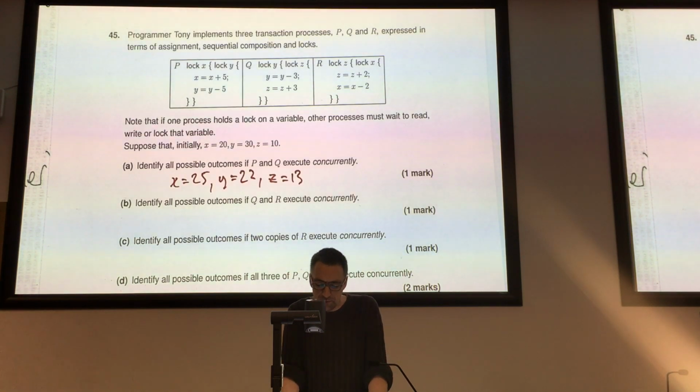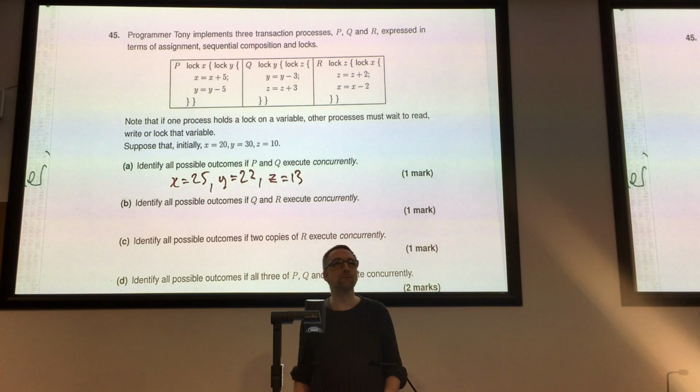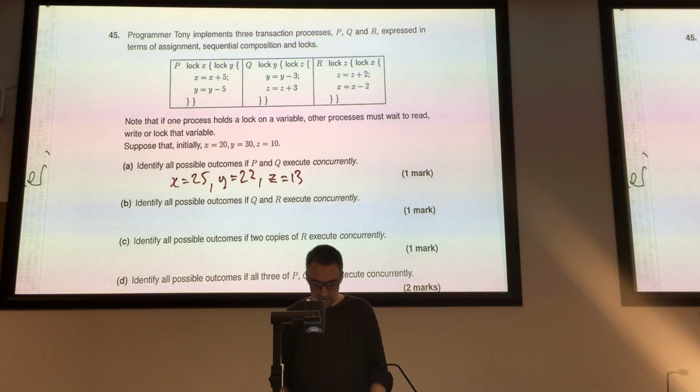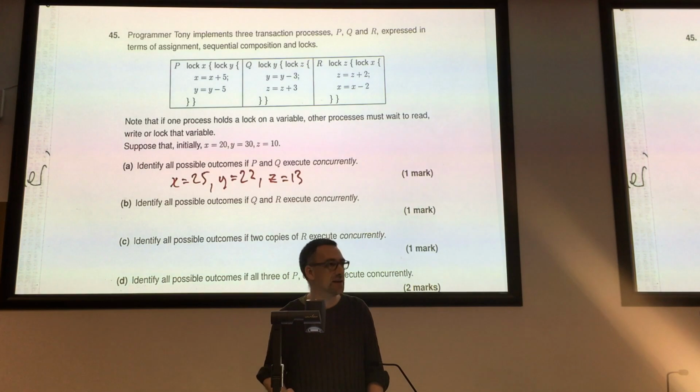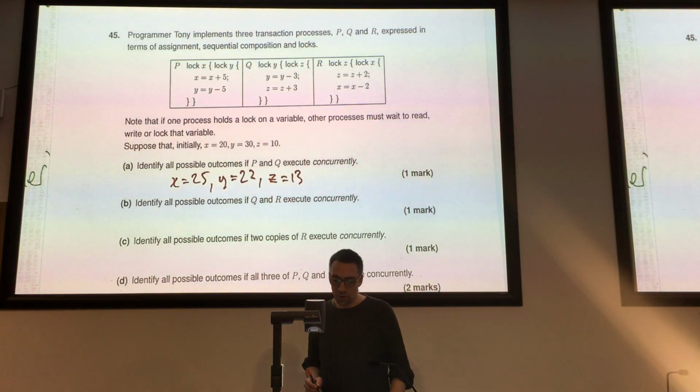Okay, what happens if Q and R execute concurrently? Again, starting from the same point of X is 20, Y is 30, Z is 10. What will X be?